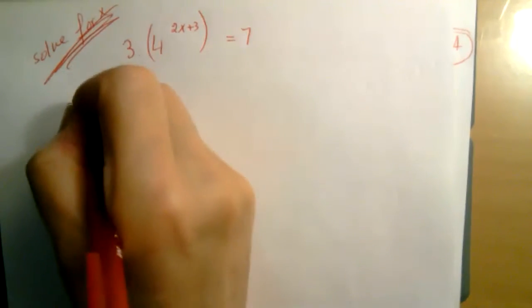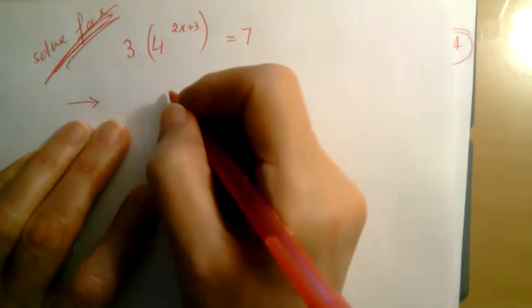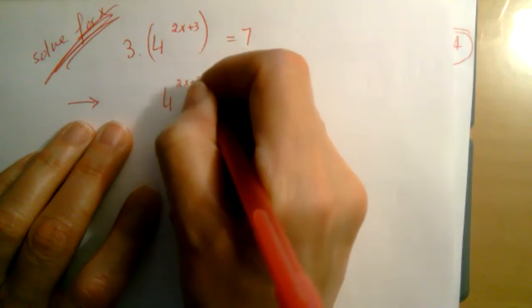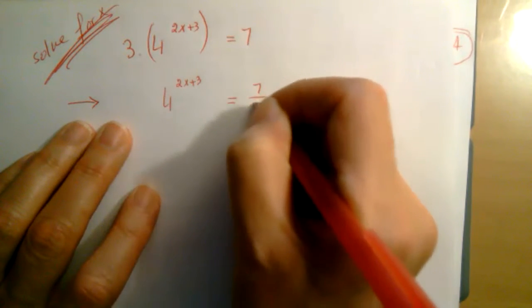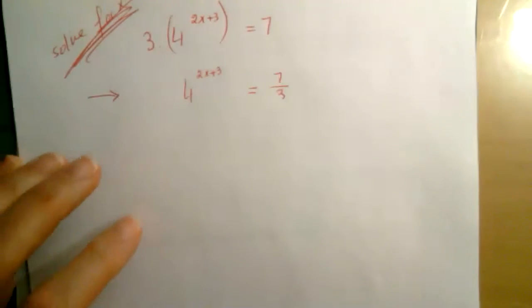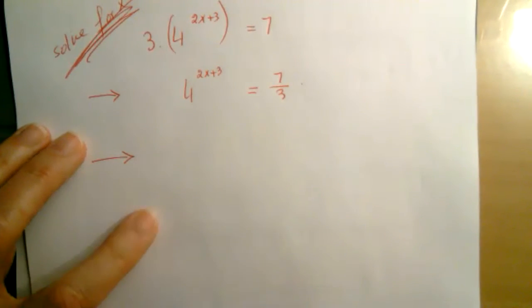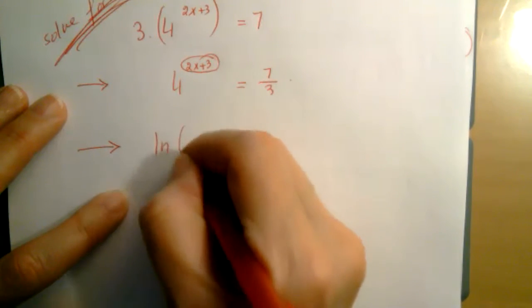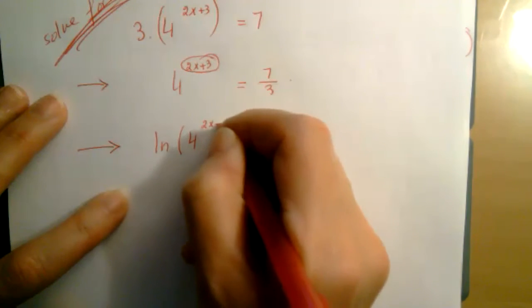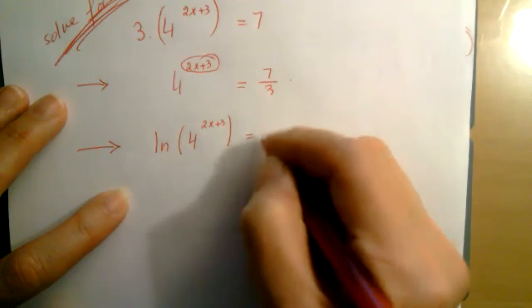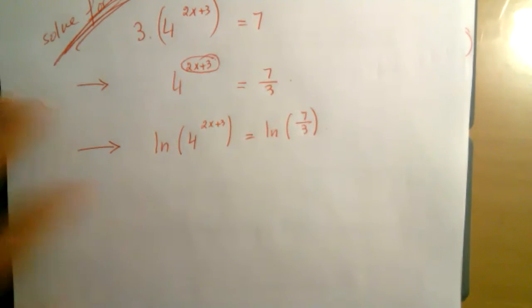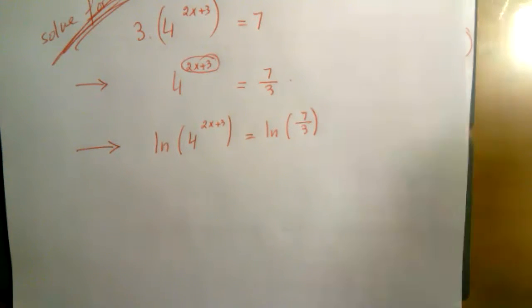So what's your first step, everyone? Divide by 3. What's our second step? Natural log both sides, immediately, because I have a power. So it's ln of 4 equal ln of 7/3.